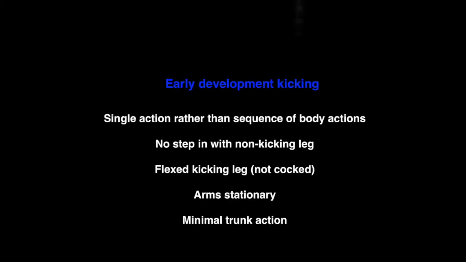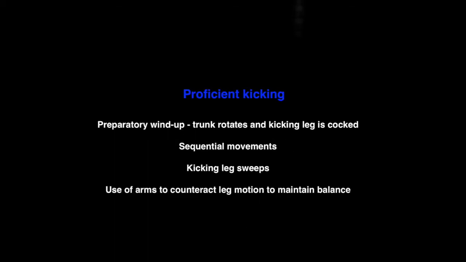What we observed is in line with what is to be expected in early development kicking compared with proficient kicking. In early development kicking, it is a single action rather than a sequence of body actions. There is no stepping with a non-kicking leg, the striking leg is not cocked, arms are stationary, and there is minimal trunk action. In a proficient kick, as we have seen, there is a preparatory windup where the trunk rotates backwards and the kicking leg is cocked. The whole action is a set of sequential movements. The kicking leg sweeps across the body and the arms are used to maintain balance.